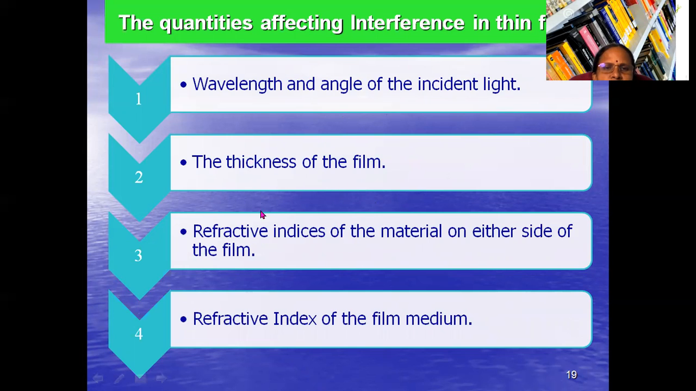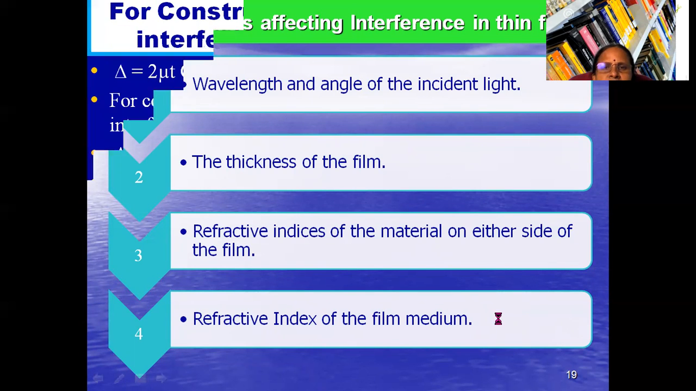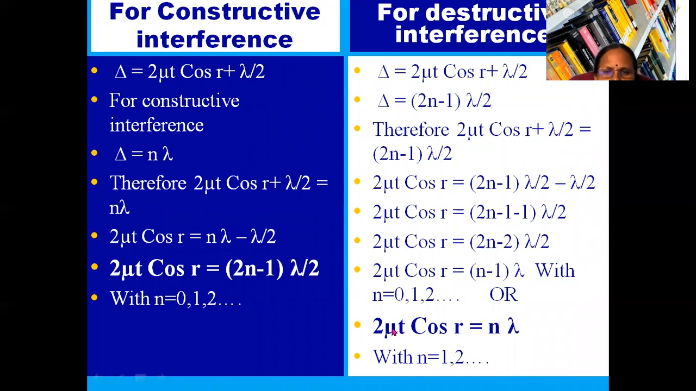It also depends upon the refractive index of the material on either side of the film and the refractive index of the film medium itself. Here you may be observing from these relations, this condition depends upon mu, t, r and lambda. That means refractive index of the thin film, thickness of the thin film, angle of incidence and therefore angle of refraction, and wavelength of the incident light.